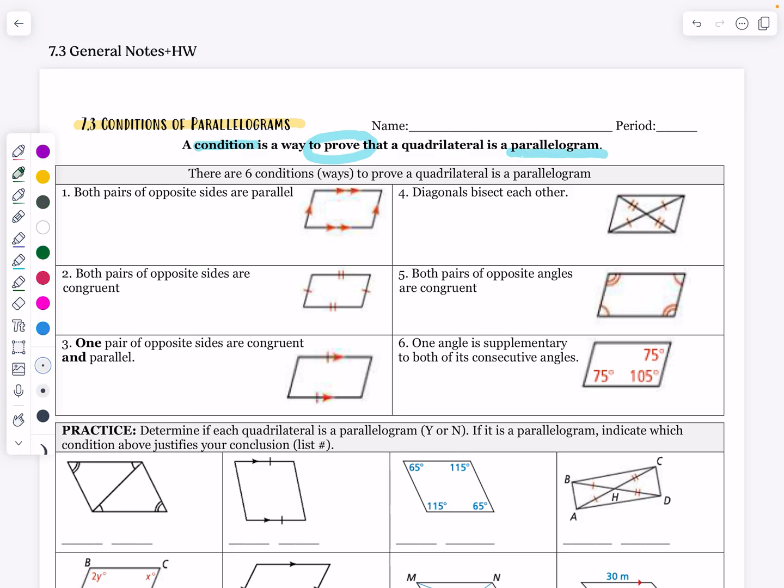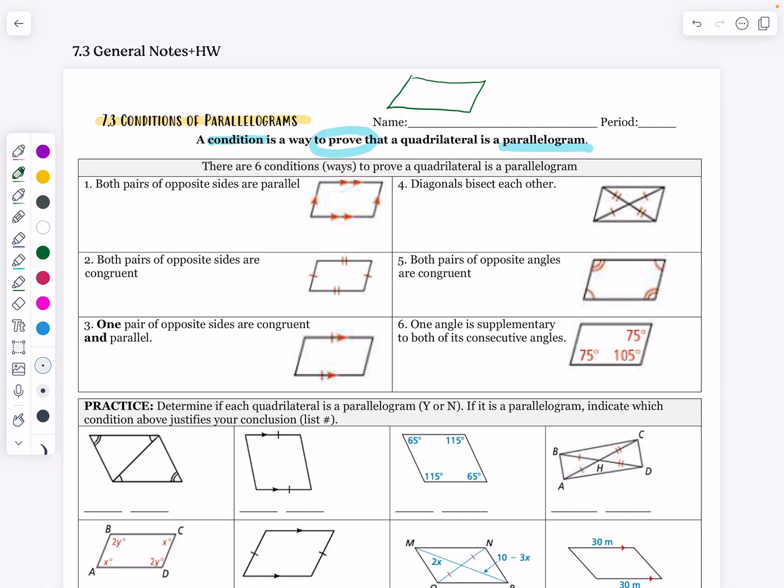So if we have some unknown figure that is sketched or drawn, and we want to know, is it a parallelogram, yes or no? If we were not told it's a parallelogram, there are going to be 6 conditions that we're going to look at that will immediately, boom, instantaneously prove that a shape is a parallelogram.